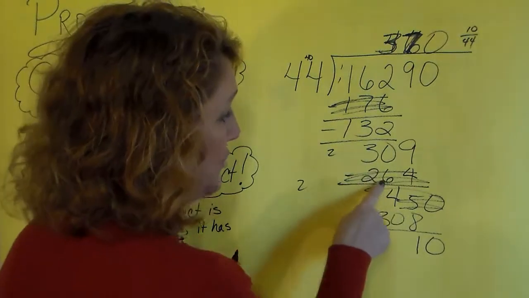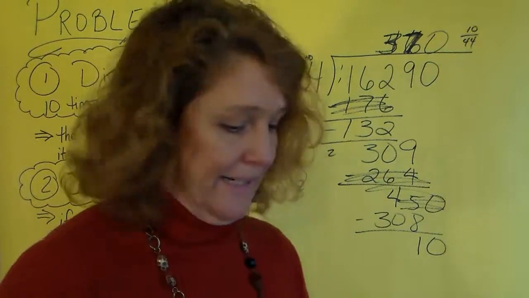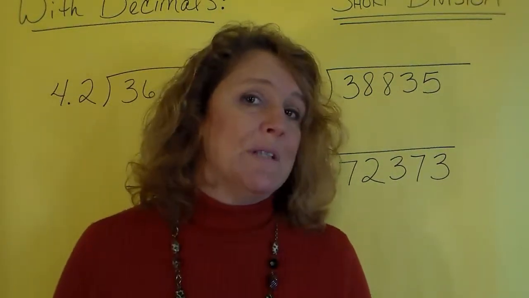If this number is too small so that you've got too many here, then make that one bigger. That's all. That's it. Okay, so what about with decimals?